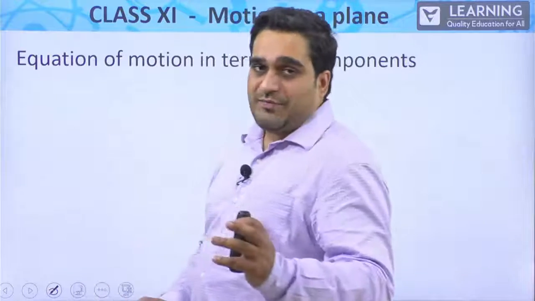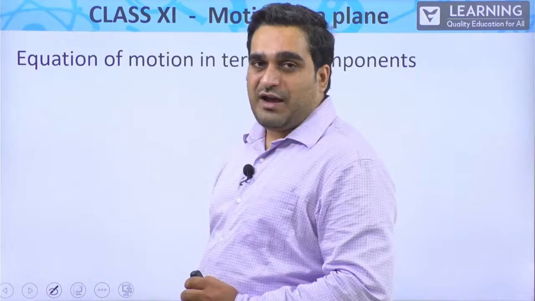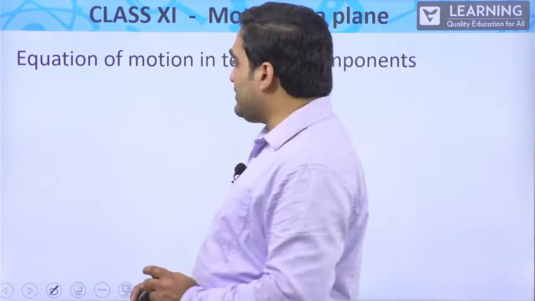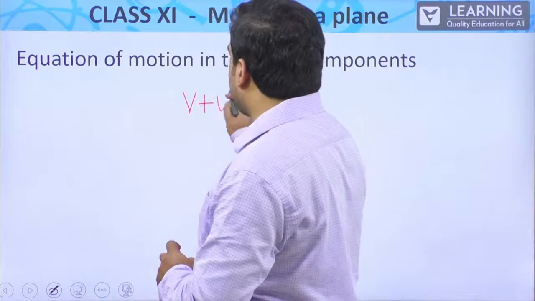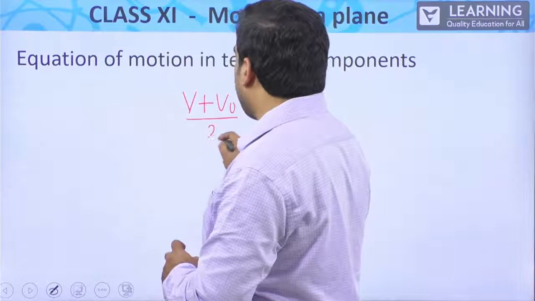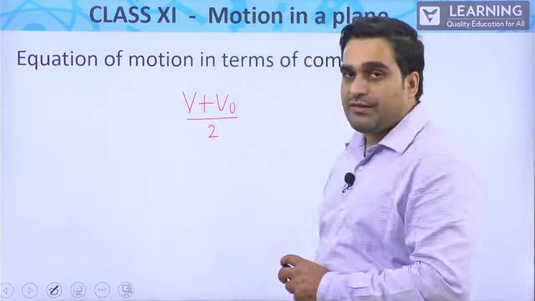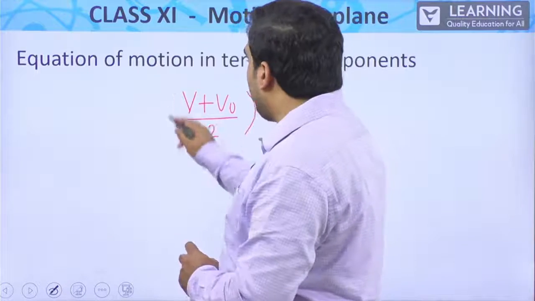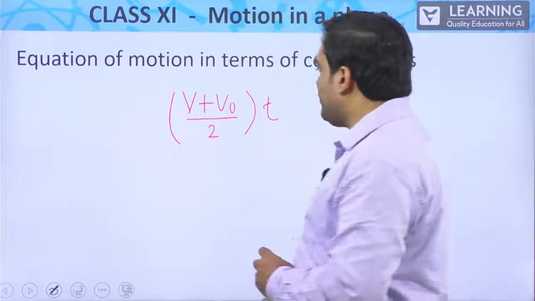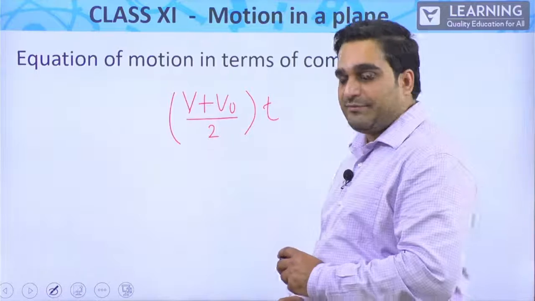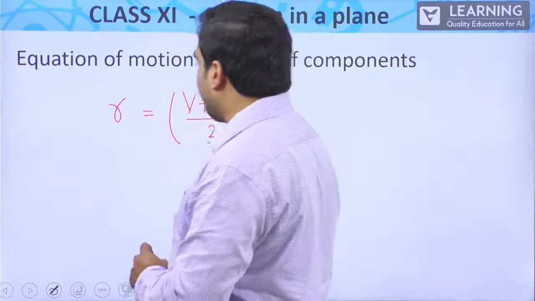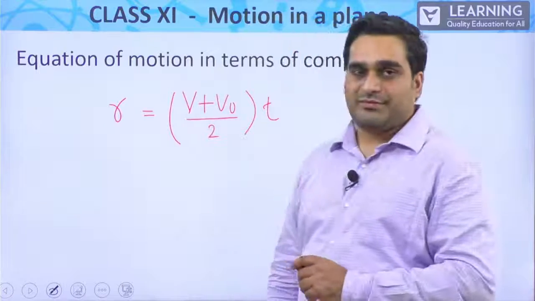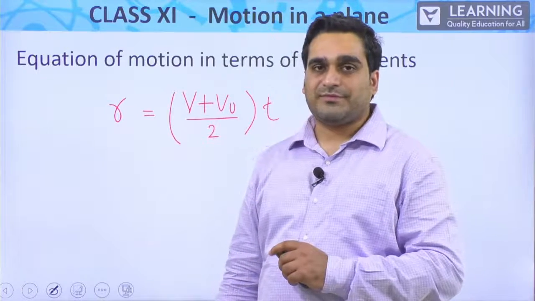So to do that, we take the definition of our average velocity. So what is average velocity? It is v plus v naught divided by 2. And when this is multiplied by a given time t, you get the distance r. That is true, right?